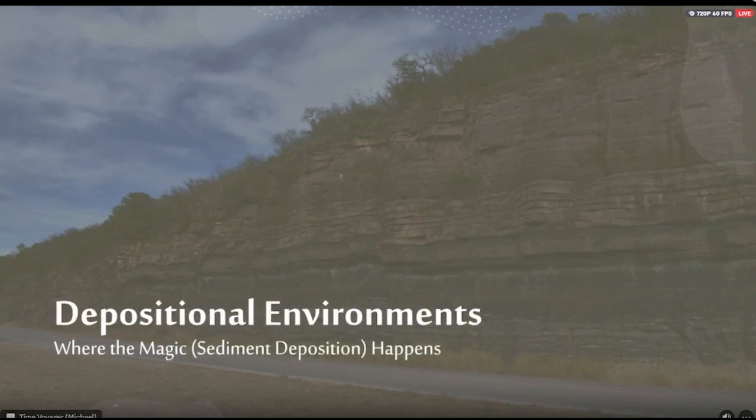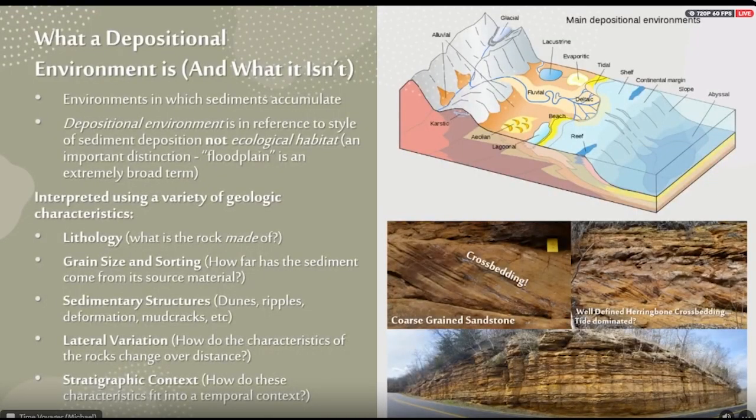So let's talk about depositional environments. This is where the magic in terms of sedimentation actually happens. So what exactly is a depositional environment? Because it's not quite the same as an ecological habitat. All a depositional environment is, is an environment in which sediments can accumulate. There's a lot of examples of those on the top right there, from fluvial stuff all the way out to the ocean. But this is in reference to a style of sediment deposition, not an ecological habitat. This is a really important distinction.